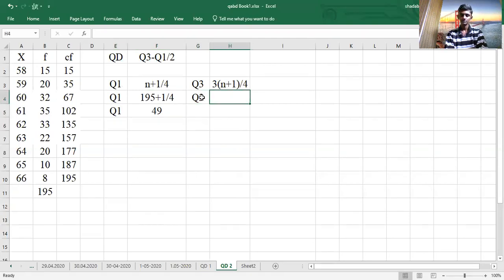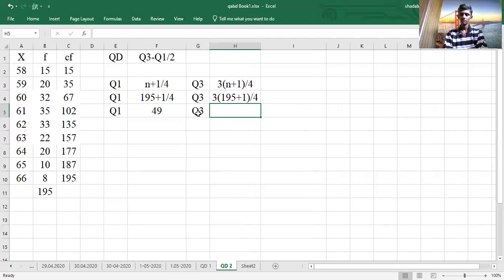Whereas for Q3, it is 3 times n plus 1 divided by 4. Now Q3 equals 3 times 195 plus 1, 196, divided by 4. You will get 147. So Q1 equals the 49th term and Q3 equals the 147th term.